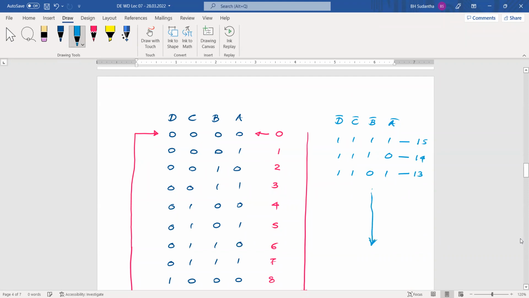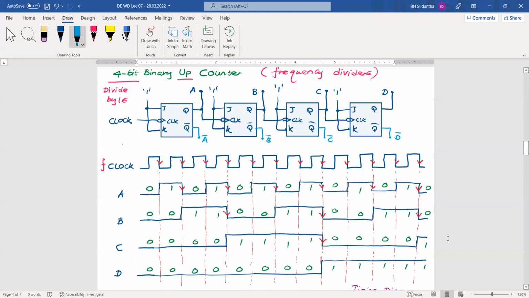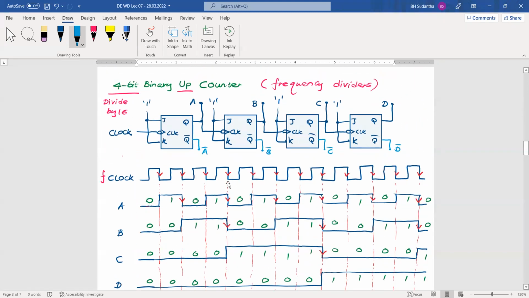Then without doing any change, if you take output from the Q bars, while A, B, C, D is giving up count, definitely A bar, B bar, C bar, D bar is giving down count. Without doing any change, you can take down counting action from A bar, B bar, C bar, D bar.